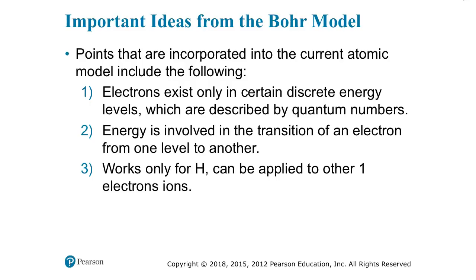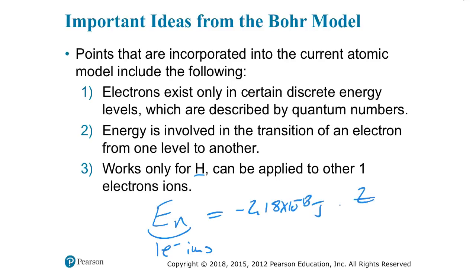One of the downsides of the Bohr model is that it really only works for hydrogen. It can technically be applied to other ions. One way that can be done is that the energy at n for one-electron ions is equal to minus 2.18 times 10 to the minus 18 joules, times Z divided by n, where Z is the nuclear charge.